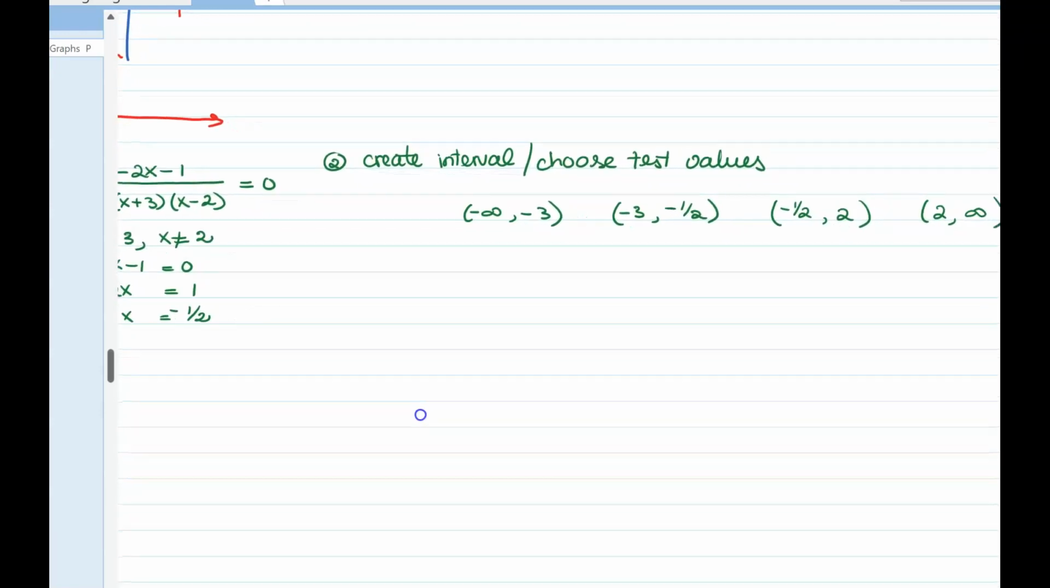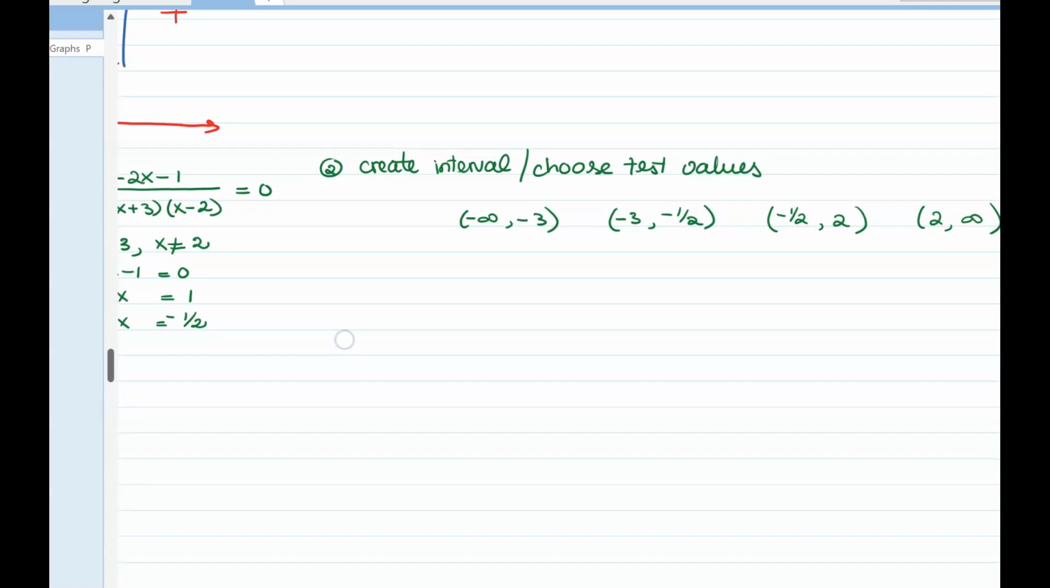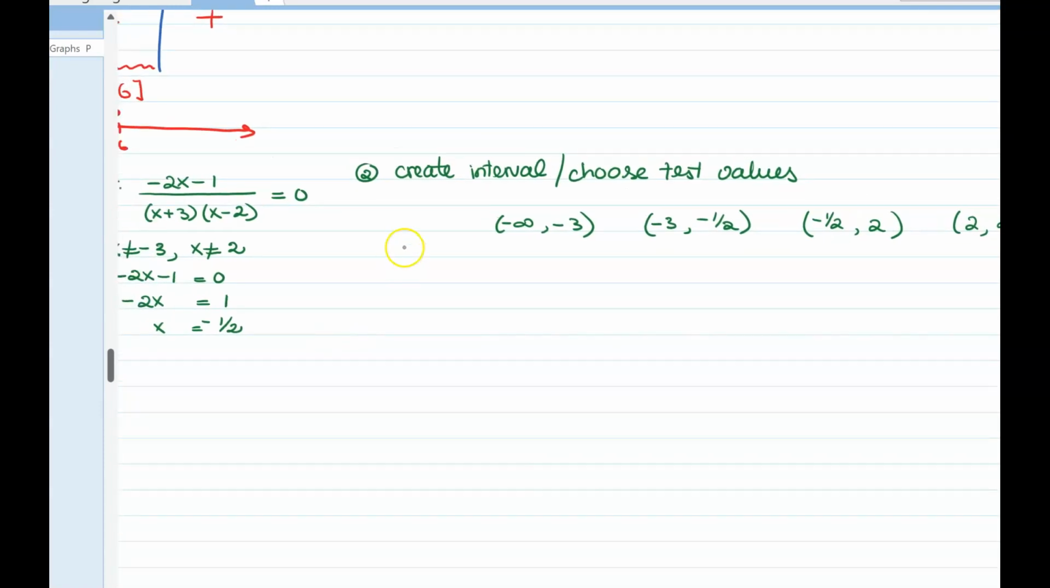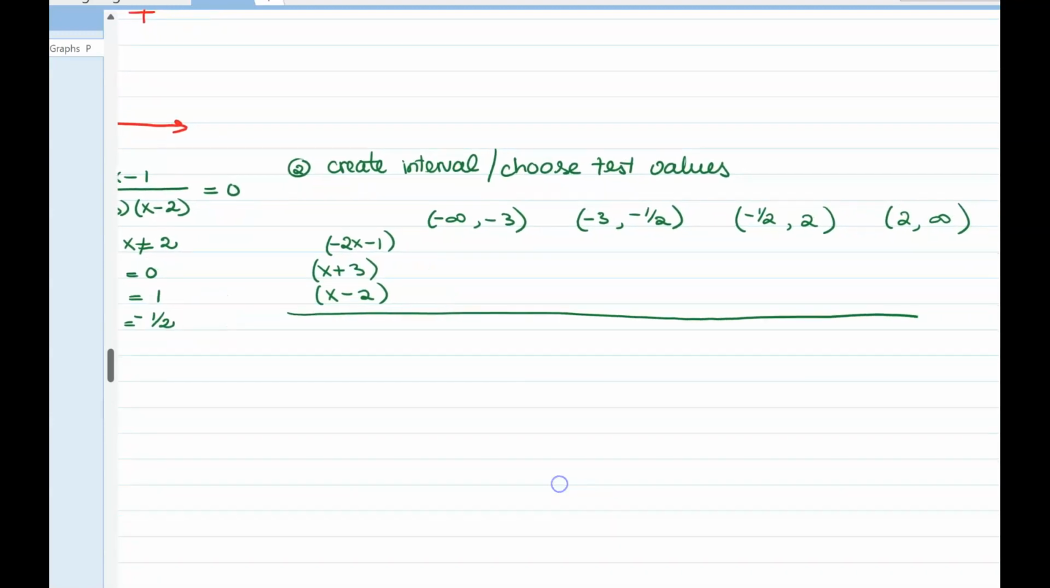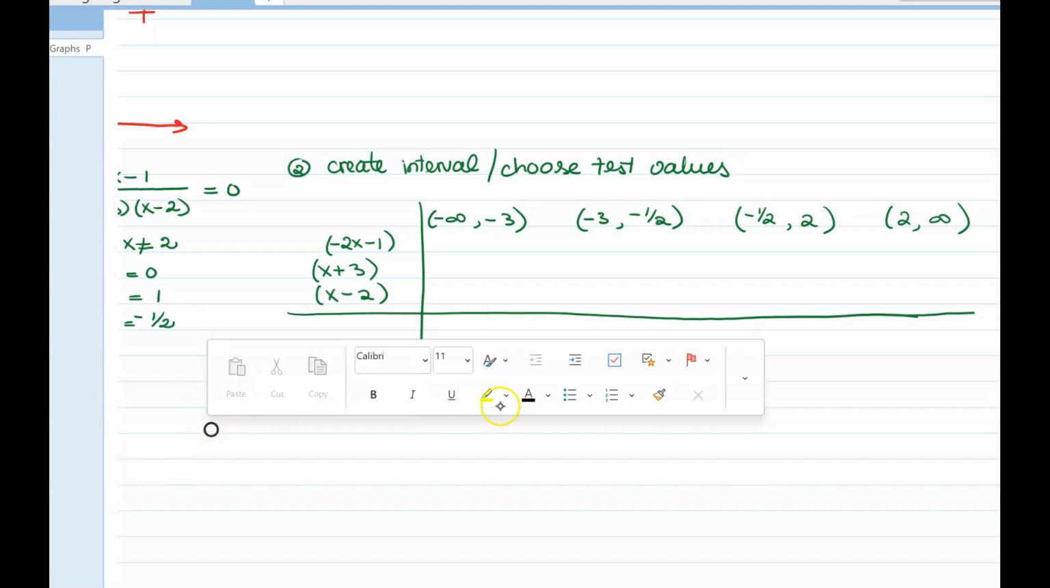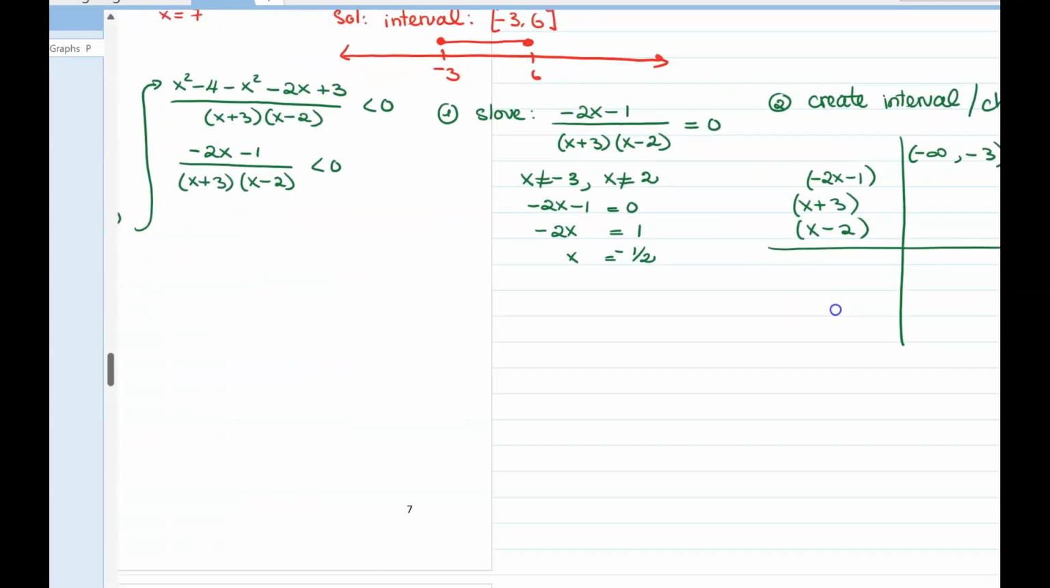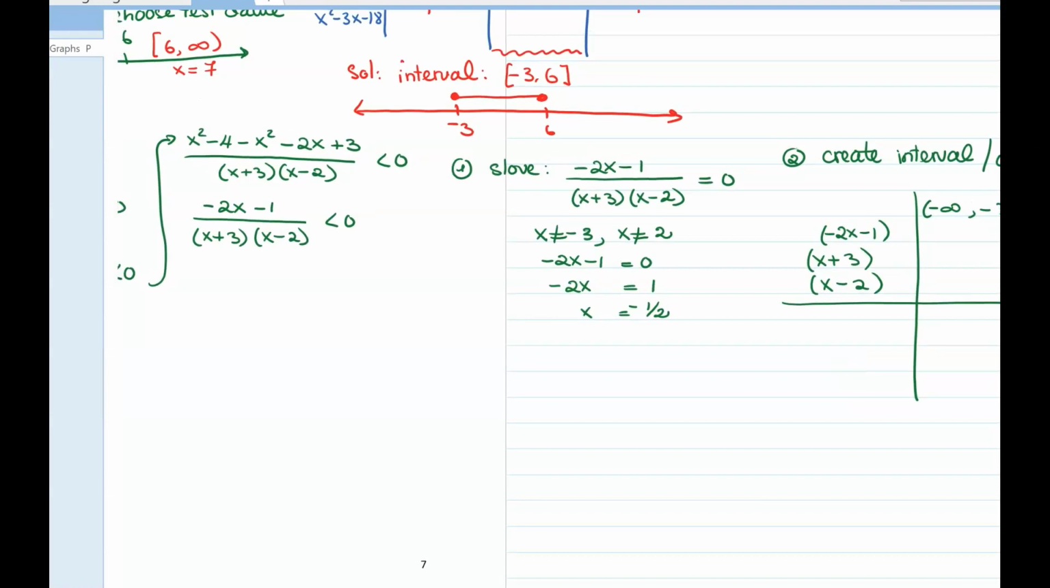Okay, and the factors that we are looking at are negative 2x minus 1, x plus 3, and x minus 2. And the result that we want is less than 0. This is what we want, the interval in which this is less than 0.